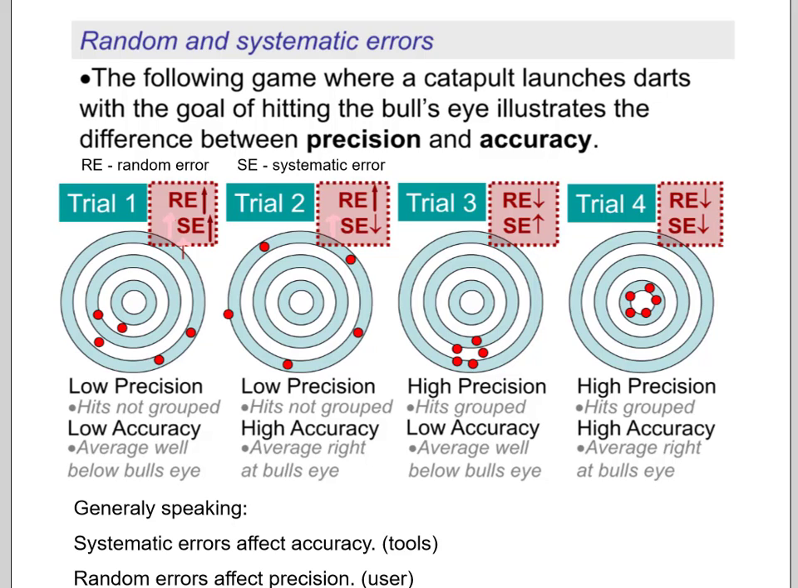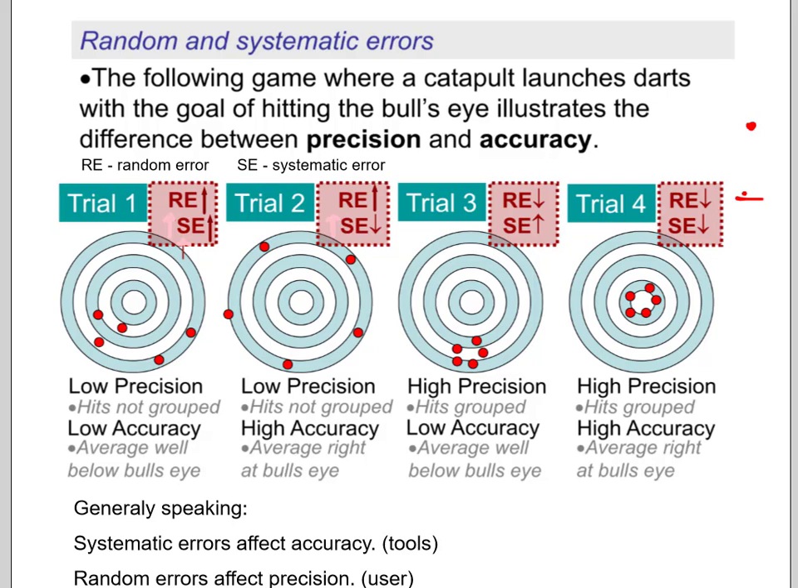Okay, so if we have random and systematic errors, we're going to talk about the two concepts of precision and accuracy. They're words that are interchangeable quite often in our day-to-day language, but they really mean something different in terms of our science language. So I'm actually going to start on the right side at trial 4, because this is our goal. This is always what our hope or our intent is whenever we do data collection.